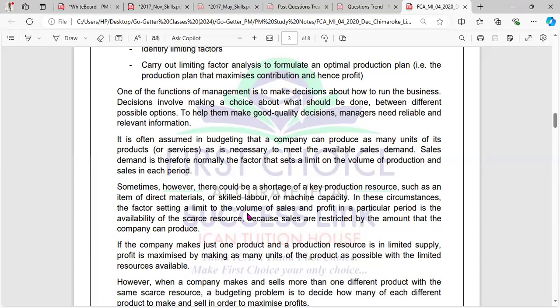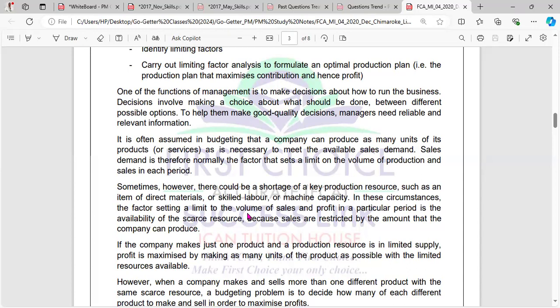It is often assumed in budgeting that a company can produce as many units of its product as is necessary to meet the available sales demand. So in budgeting, we need to know your market. We need to know your market demand, and so you can produce as many units to meet the market. Sales demand is therefore the factor that sets limits on the volume of production.